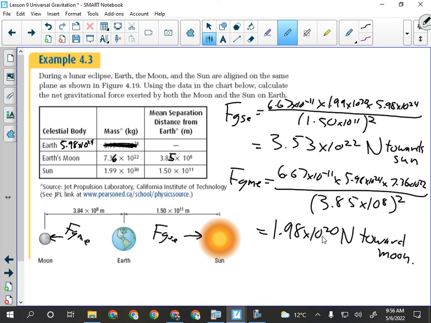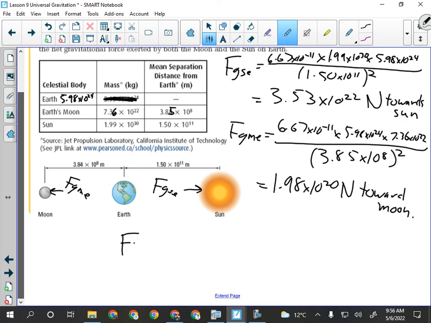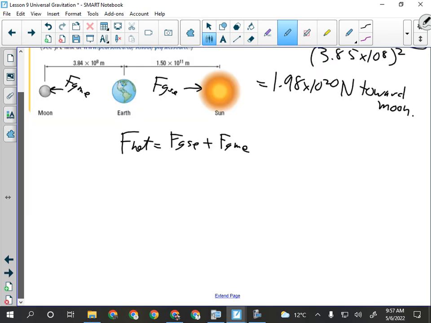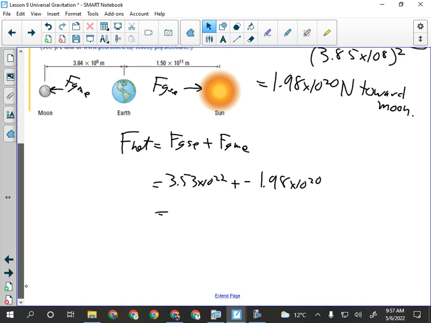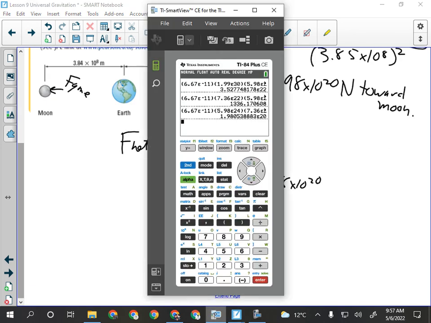Okay? That is all I have to do to get the net force. So I'm going to go F net equals force of gravity between the Sun and the Earth plus force of gravity between the Moon and the Earth, but that one's going to be negative because it's in the opposite direction. So we'll have our 3.53 times 10 to the 22 plus negative 1.98 times 10 to the 20, okay? And that'll give us our net force acting on the Earth. So I will take that number, and I'm going to subtract that number.